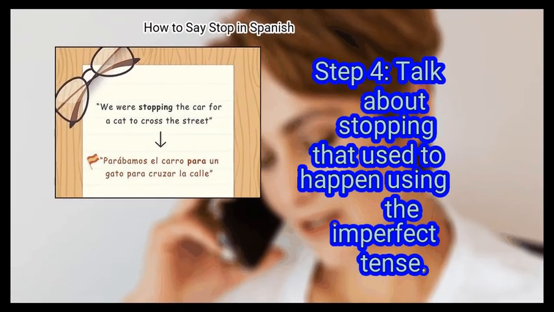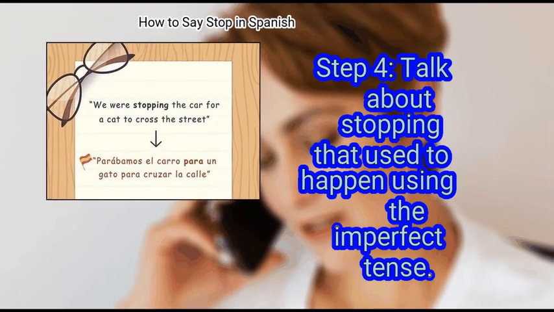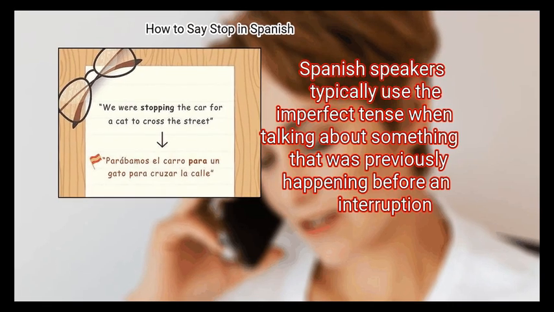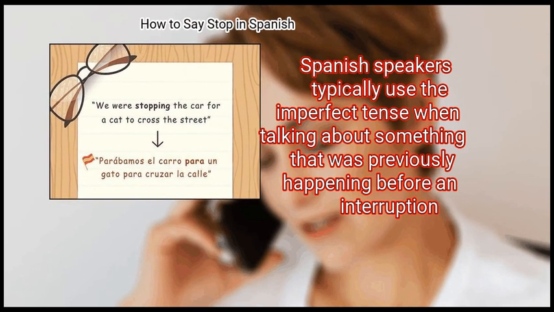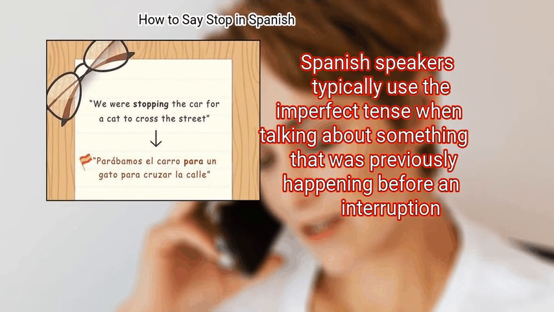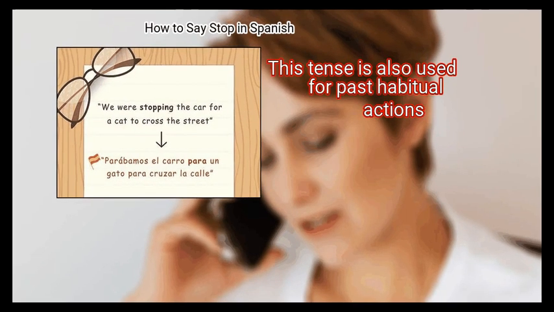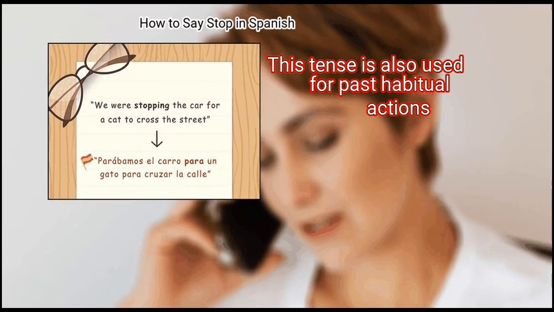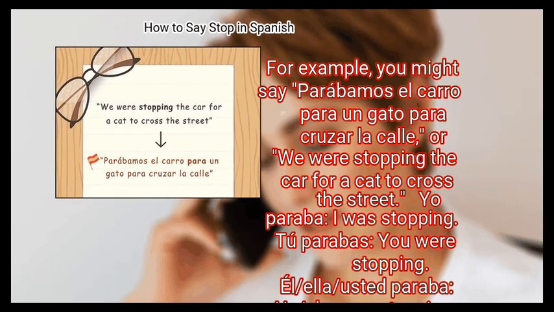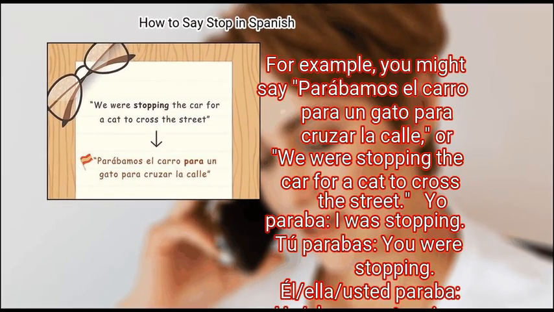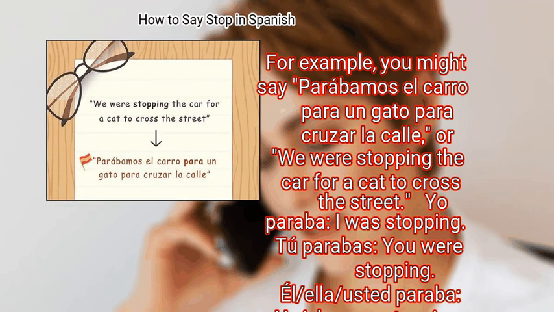Step 4. Talk about stopping that used to happen using the imperfect tense. Spanish speakers typically use the imperfect tense when talking about something that was previously happening before an interruption. This tense is also used for past habitual actions. For example, you might say, parábamos el carro para un gato para cruzar la calle, or, we were stopping the car for a cat to cross the street.